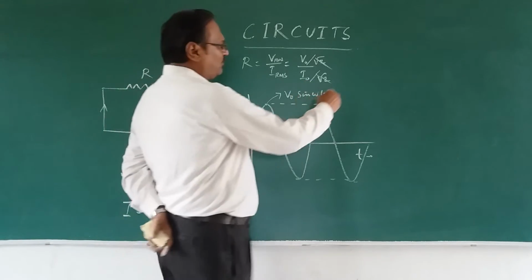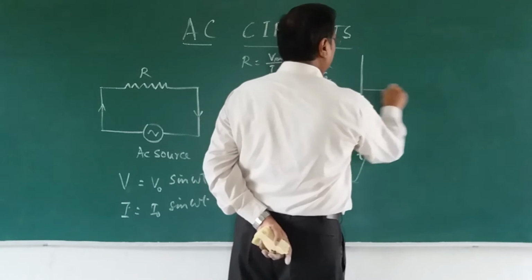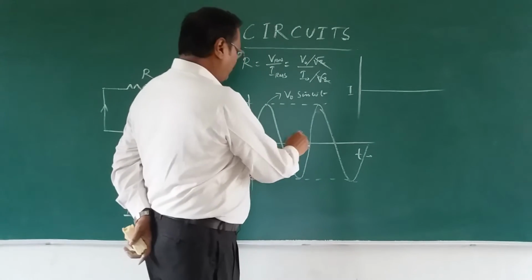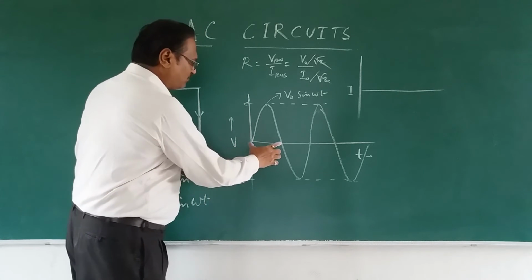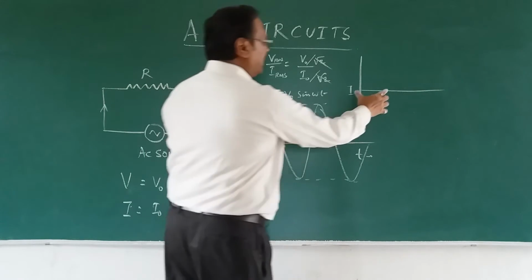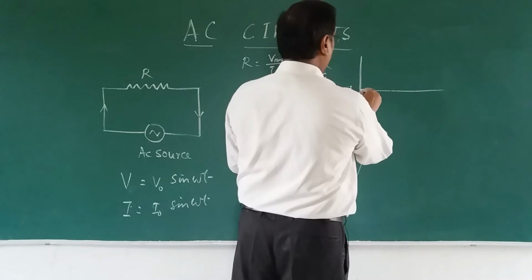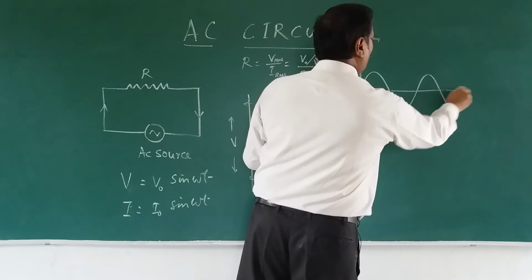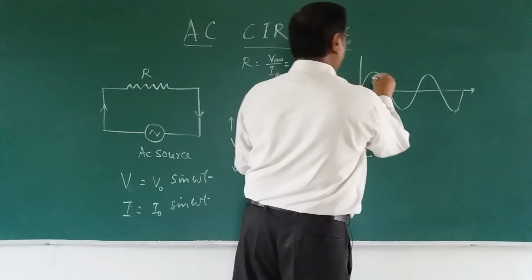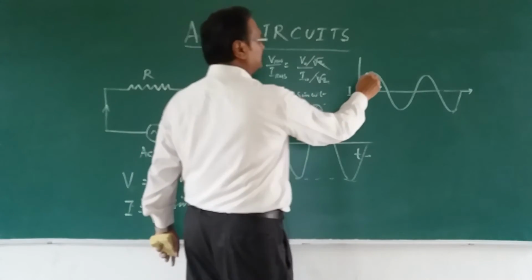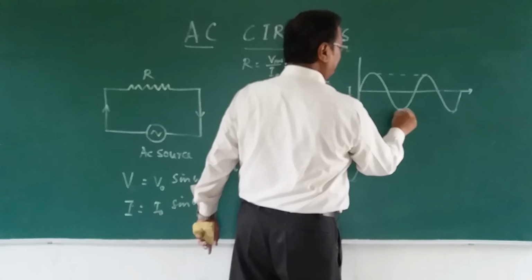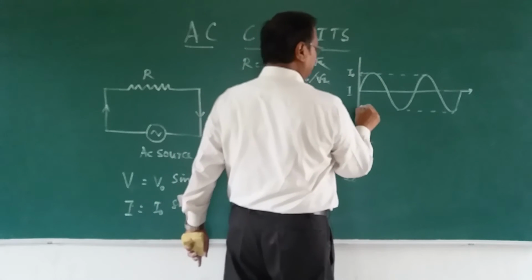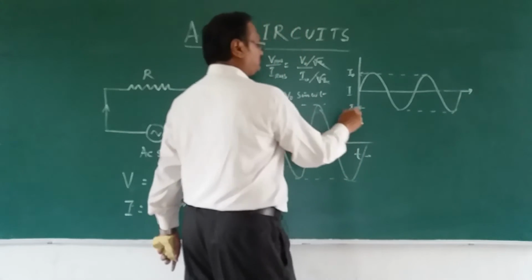Okay. Now, I am going to draw for current. Let us say this is current, and I am going to draw it very carefully. I may draw something like this. When you do numericals, you will understand better how I am choosing all this. Yes, this is the same and this is also the same, and this is the peak current I naught and this is the peak current I naught.